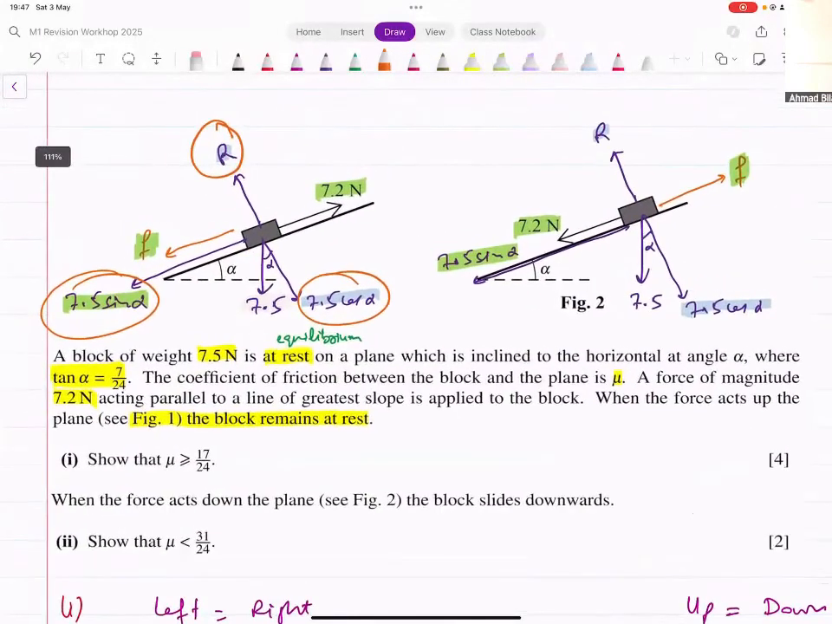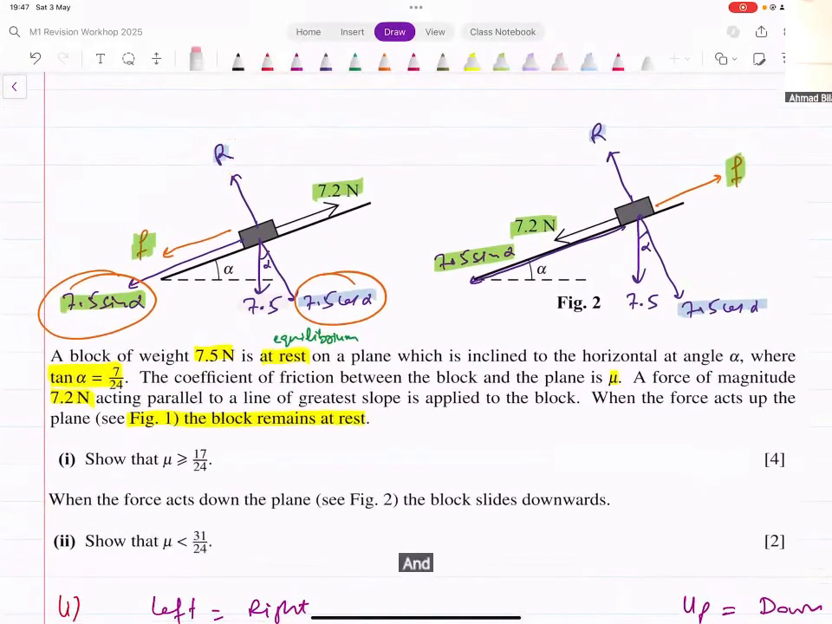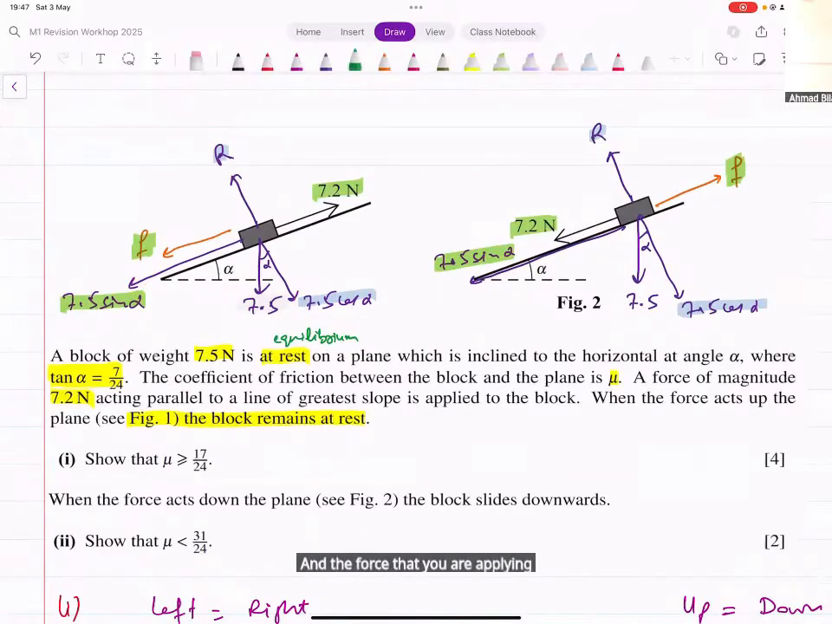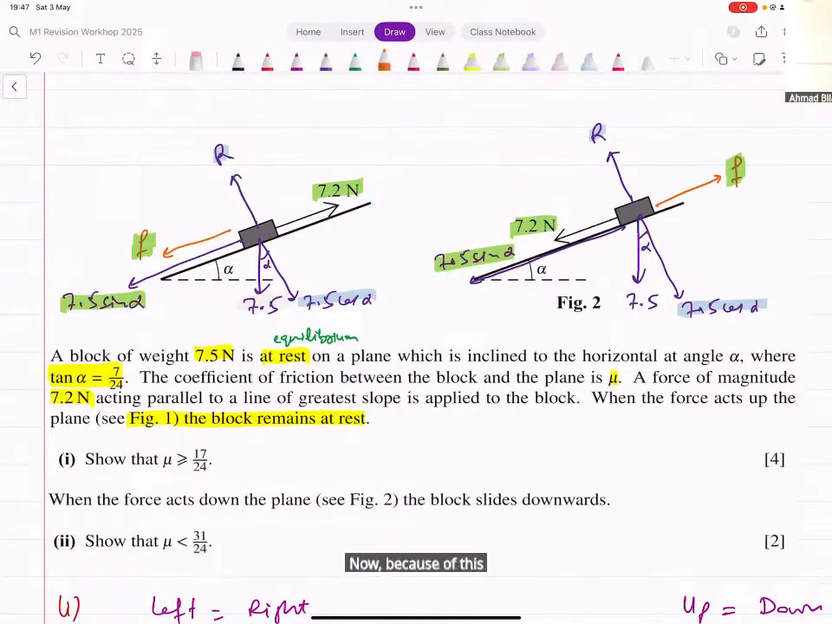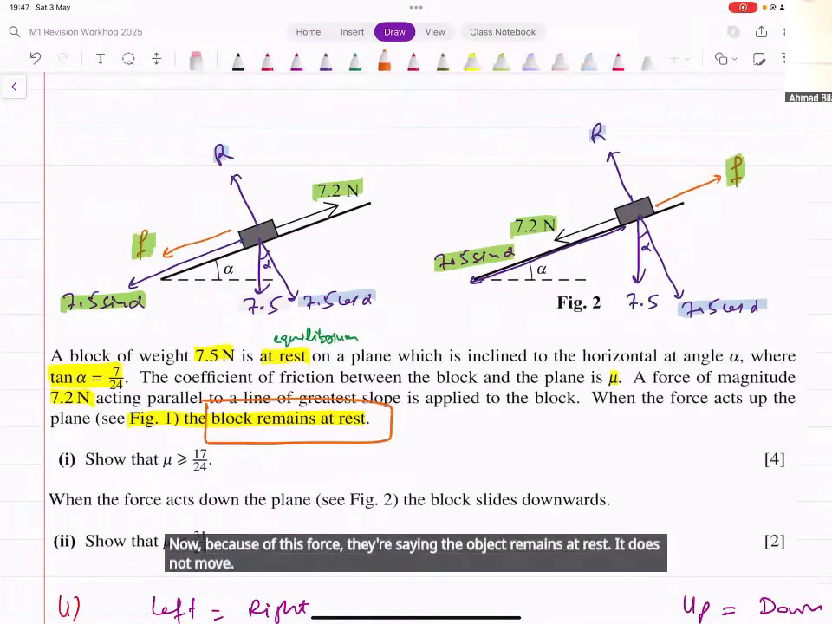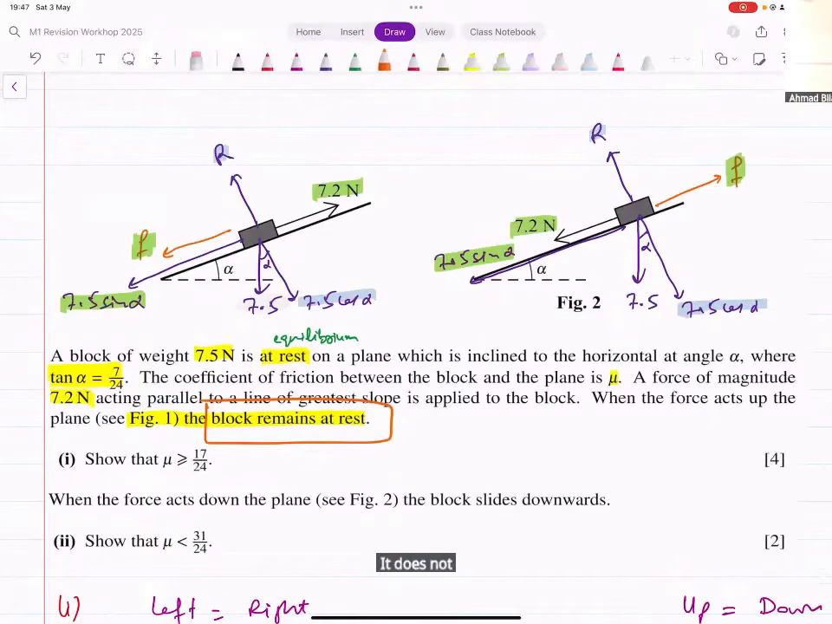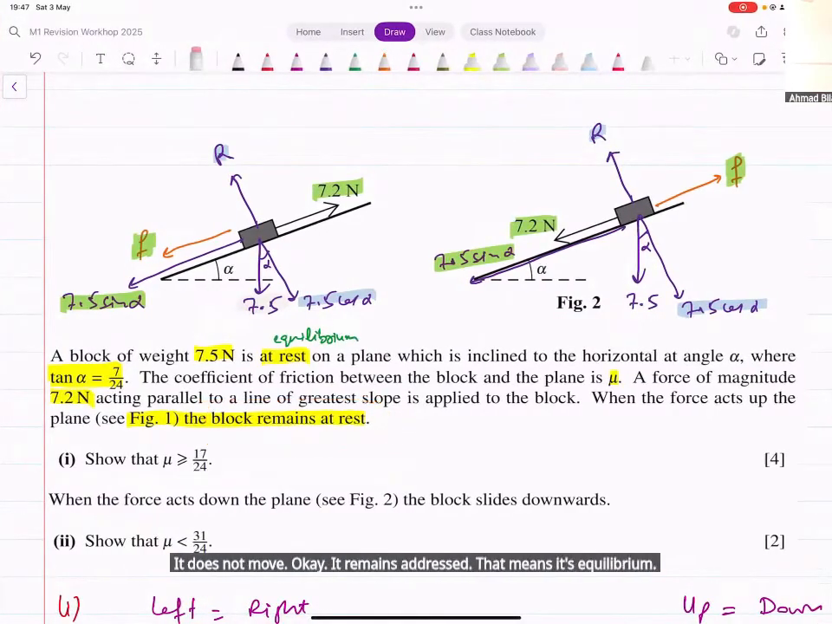And the force that you are applying on this is acting in this direction. 7.2 Newton, you're applying a force in this direction, up the plane. Now, because of this force, they're saying the object remains at rest. It does not move. Okay? It remains at rest. That means it's equilibrium. Now, if it is equilibrium, the opposite forces are supposed to be equal to each other.